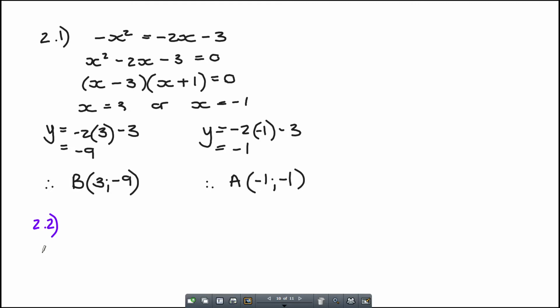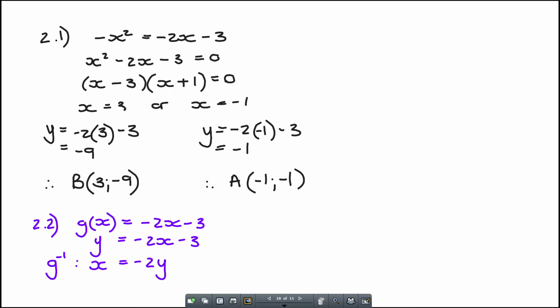Right. So this is 2.1. Then at 2.2 they asked, determine the equation of the inverse of g in the form y is equal to whatever. Okay, so kom ons kyk net gou. g(x) was minus 2x minus 3. Okay, now we said that g(x) we changed to y. Okay, now because we want the inverse, because we want the inverse of g, I'm going to say x is equal to minus 2y minus 3. So all I did is I switched the x and the y's around.